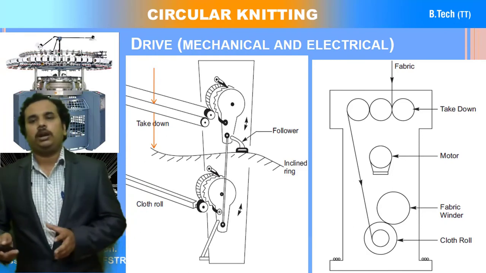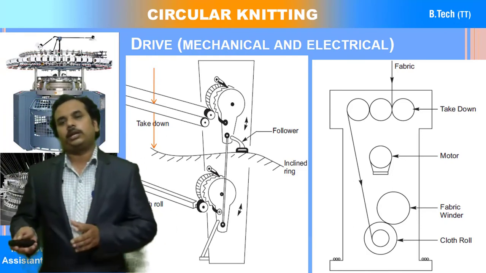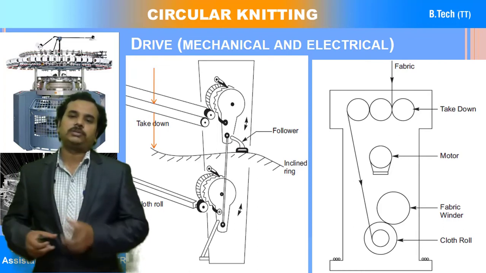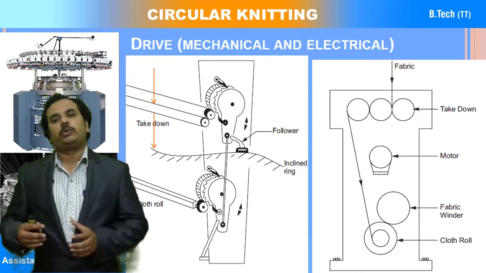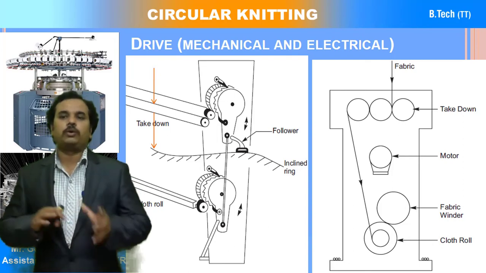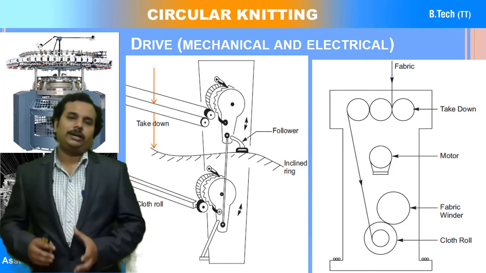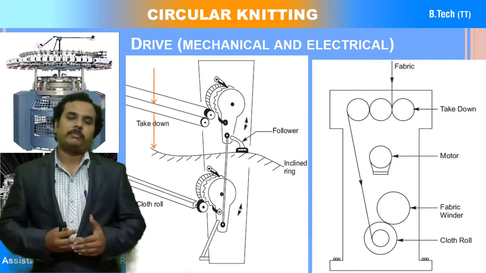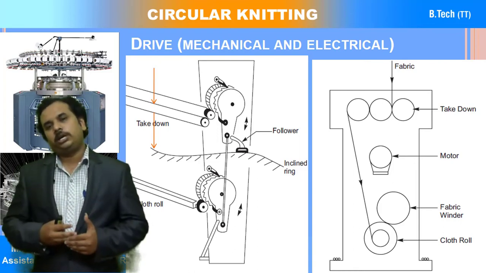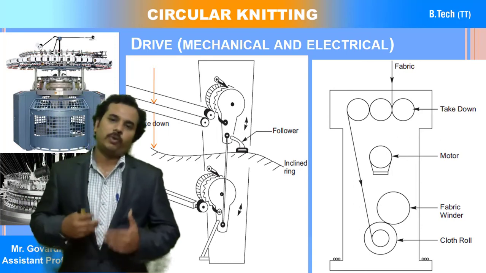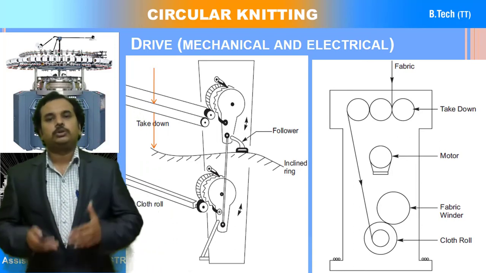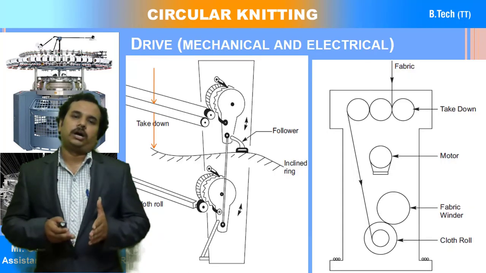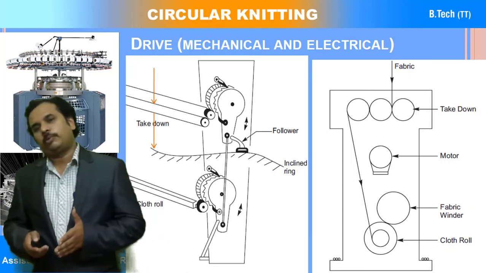And you can see here the electronic or electrical type of mechanism, where there is a motor, the drive comes through the motor, and servo motors are used. There are takedown rollers and a cloth roller. Directly this motor is driven. So whatever amount of fabric is made from the knitting zone is taken down and wound into the cloth roller. This is the general process of the mechanical type of drive and the electrical type of drives.